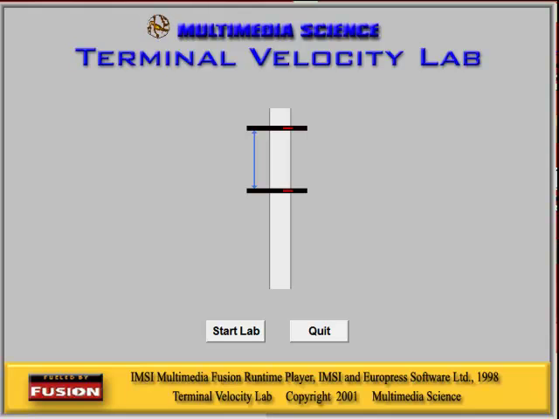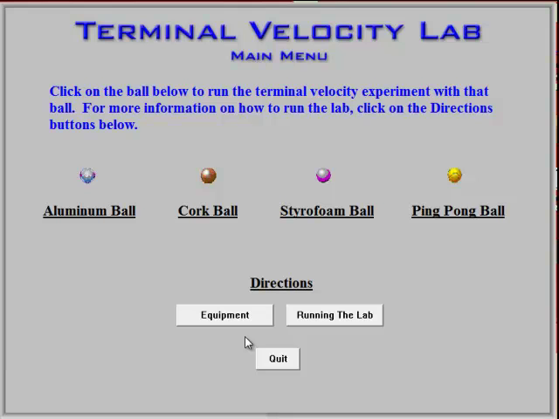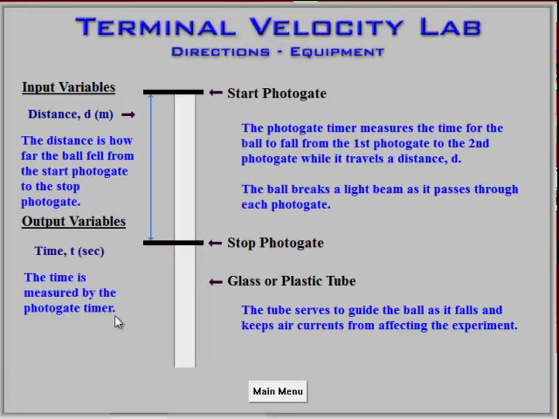That led to the creation of the Terminal Velocity Lab software. So let's start the lab. First of all, there's the description that the students can look at that shows what the equipment would look like if the students had actually run the lab as usual.